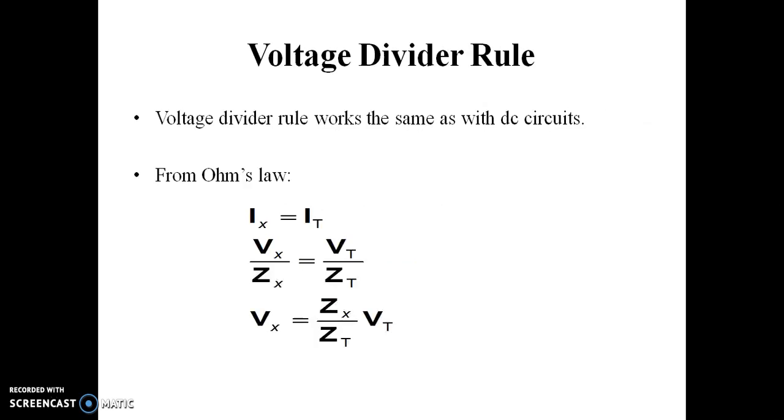Voltage divider rule. Voltage divider rule works the same as in the DC circuit. From Ohm's law, if two circuits are connected in series, then Ix is equal to It, where X and T circuits are connected in series. So Vx by Zx is equal to Vt by Zt from Ohm's law, and Vx is equal to Zx by Zt into Vt.